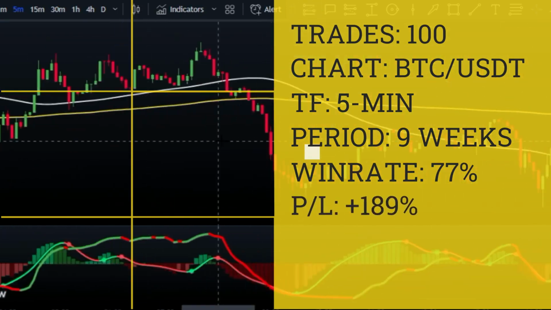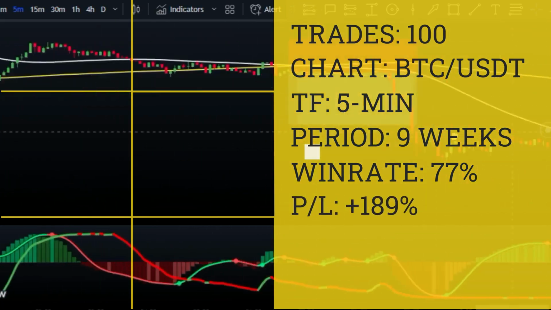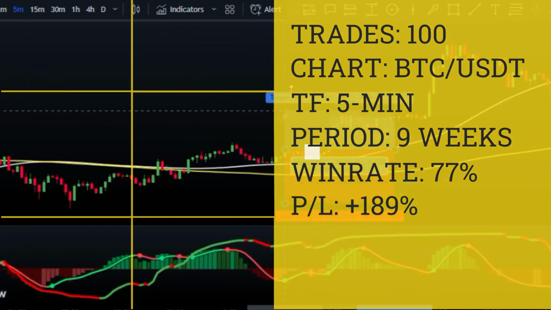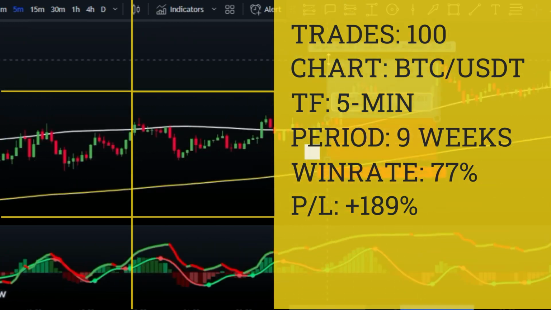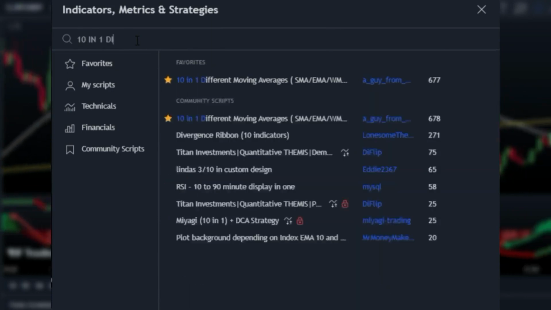Now the question is, how do we transform a BX Trender indicator into such a profitable strategy? Stick around and I'll walk you through it. I should mention that to achieve these stunning results, we've used not just the BX Trender indicator, but also another one called the 10 and 1 different moving averages indicator.